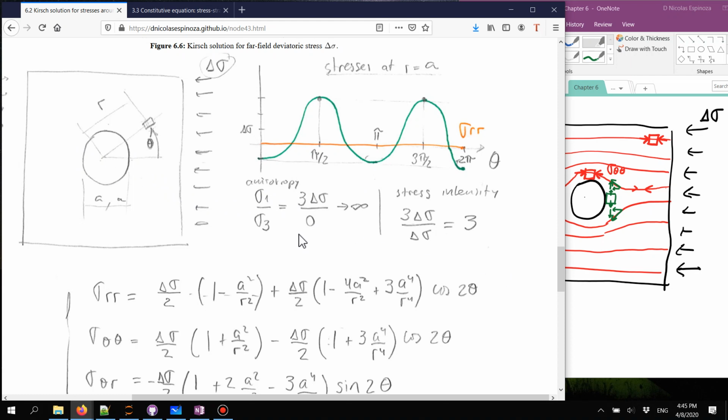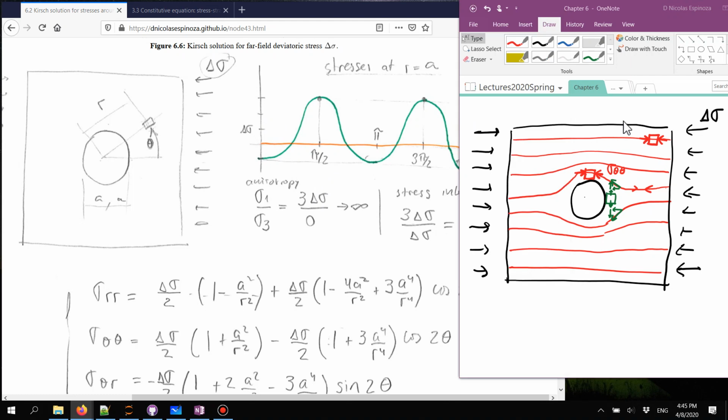And here you can see also the solution for Kirsch that tells you that the compression at this point is going to be equal to 3 times this magnitude delta sigma. So that means if I apply delta sigma in this case, here at the wall of the wellbore, I'm going to have 3 delta sigmas.